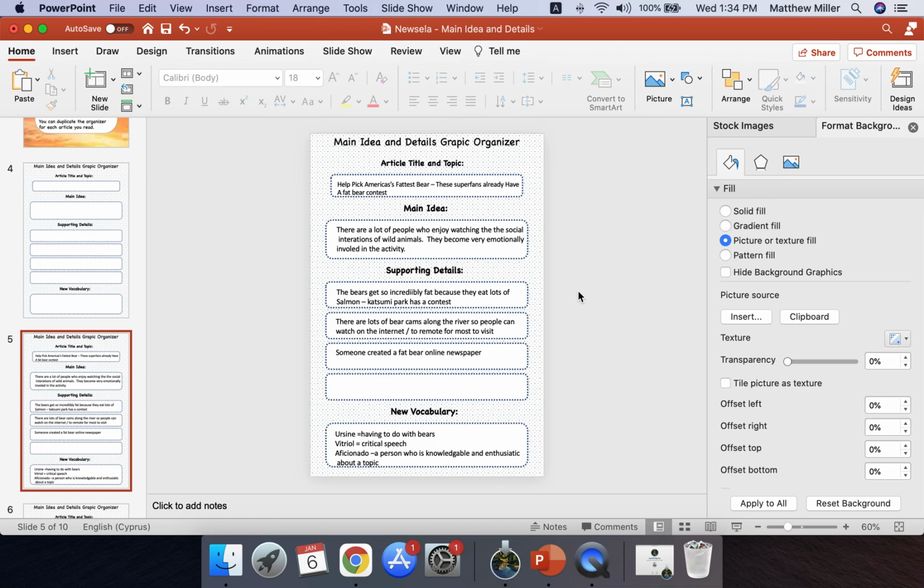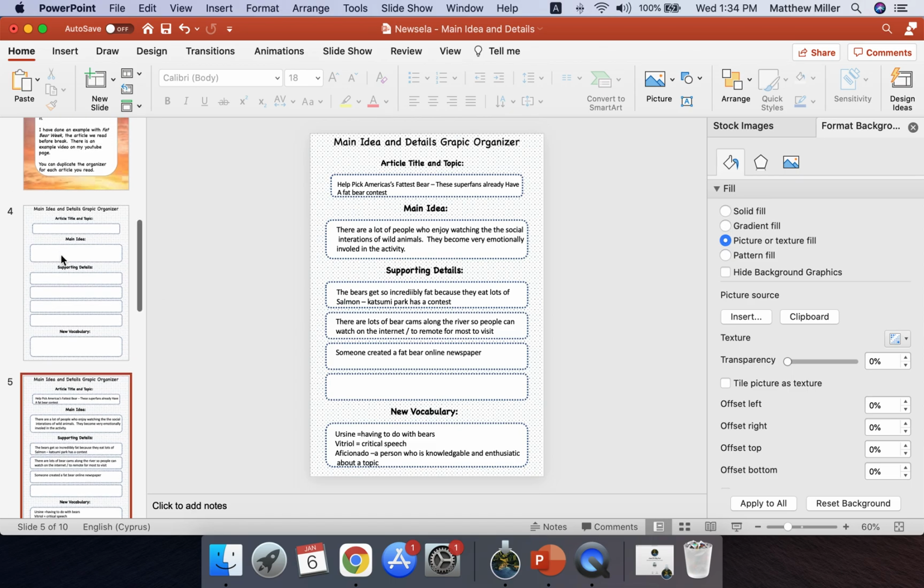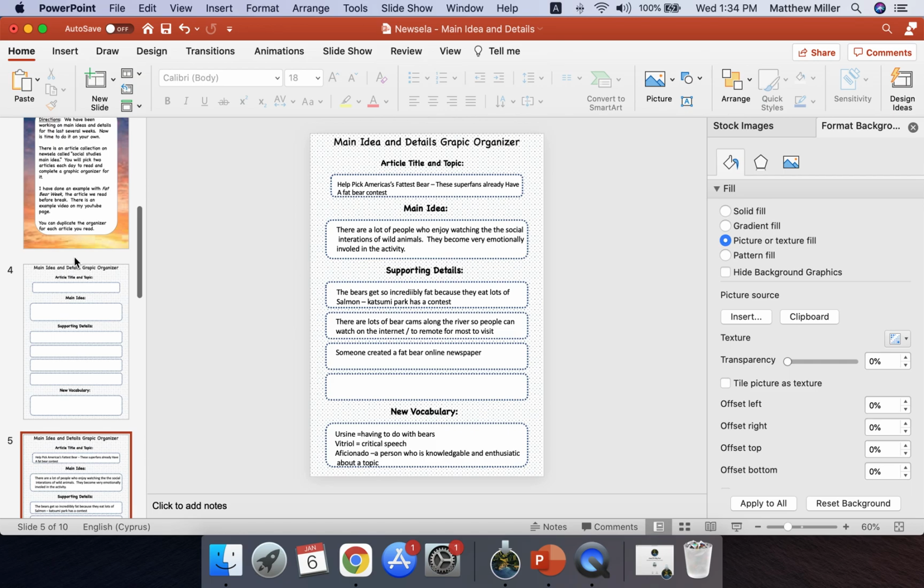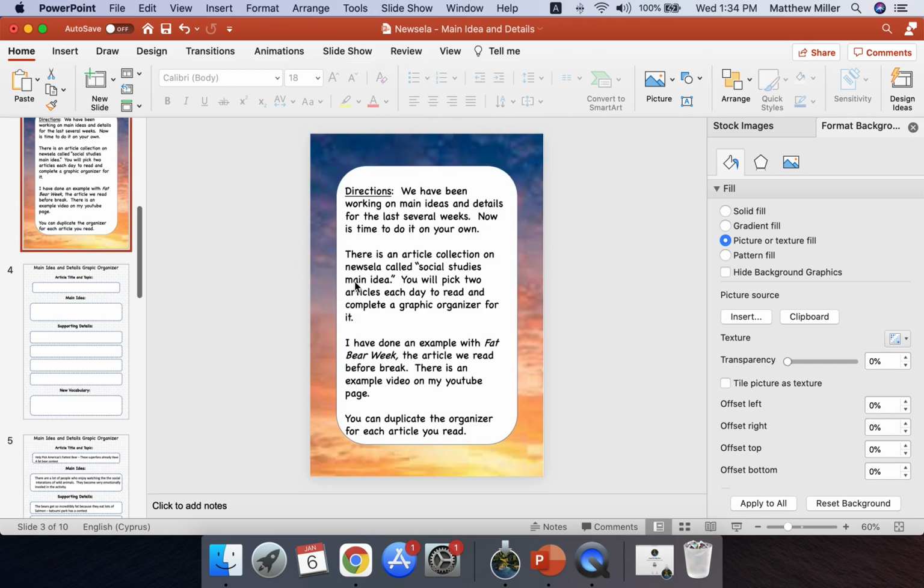Okay, so this is what I would like you to do. I'm going to leave this particular one in the handout that I give you so you can go back and look at it. And what I want you to do is go into Newsela and find the text set that is called Social Studies Main Idea. With that text set, you're going to pick articles. I'm not sure how many articles I'm going to put in there. I probably got about 25 now, and there should be more. I'm going to add some more to it.